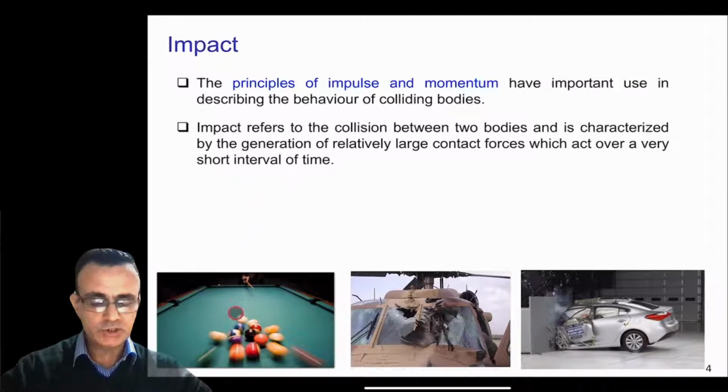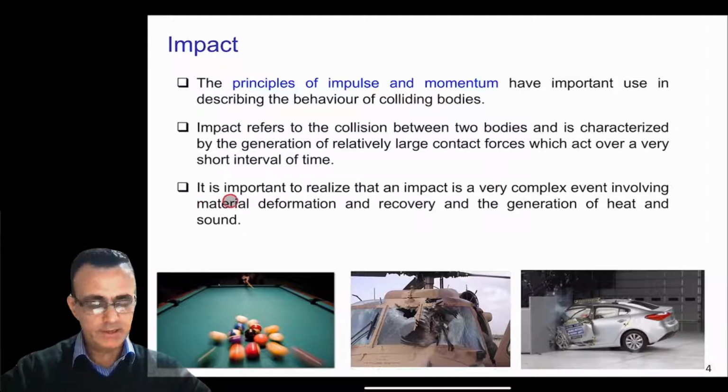Different types of impacts we can see in these figures here. The first figure shows an impact between two balls on a pool table. In this one, there's a bird strike on an aircraft, and the impact that you see here is a car colliding with a wall.